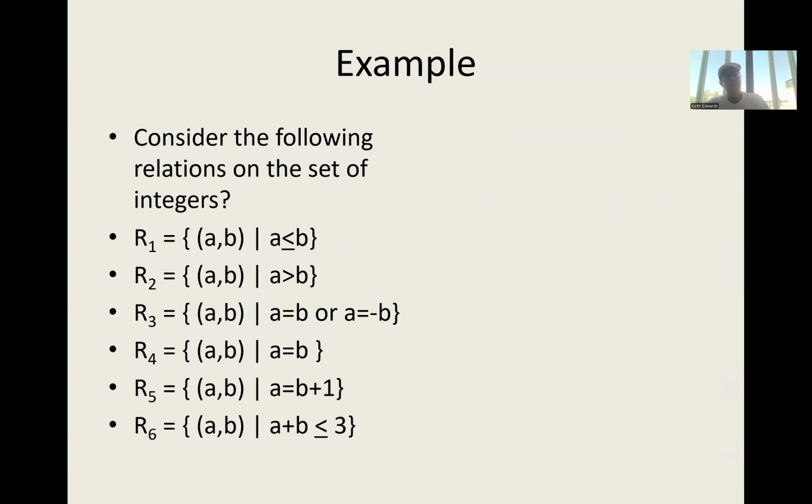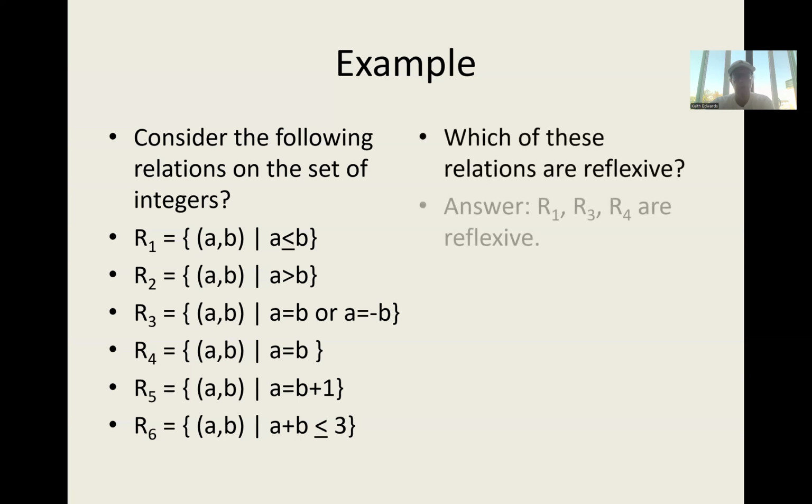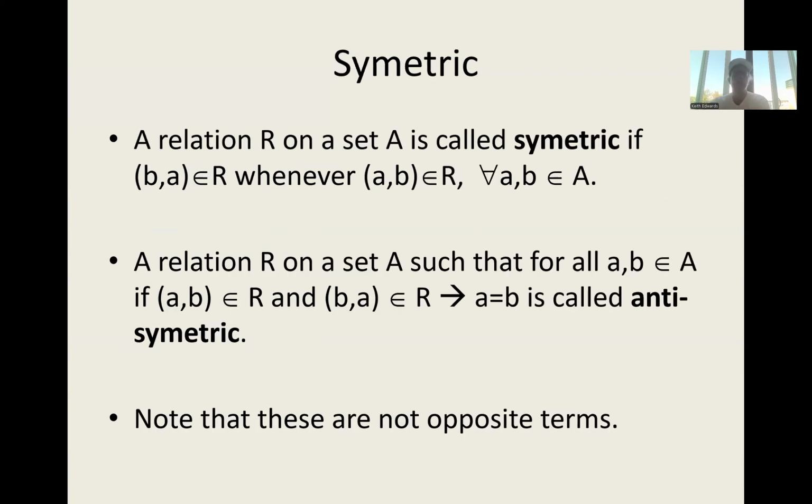Consider the following relations on the entire set of integers. Which ones of these are reflexive? Well, the ones where you have the equality are going to be reflexive. And so in general, if you have the equality, they're going to be reflexive. So those are R1, because that's less than or equal to, R3 equality, and R4 equality.